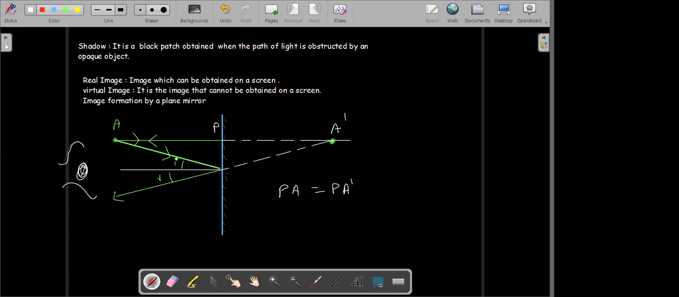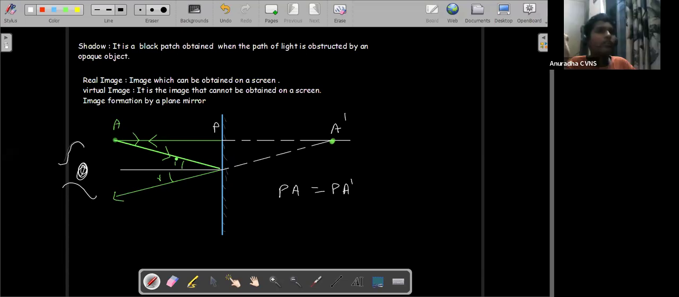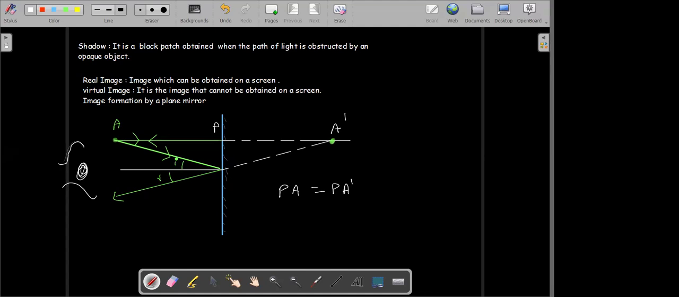This diagram shows us the image formation by a plane mirror. Congruency means the similarity between two triangles. So by that way, you can say that these two triangles are equal, and hence the distances AP and A dash P are the same.